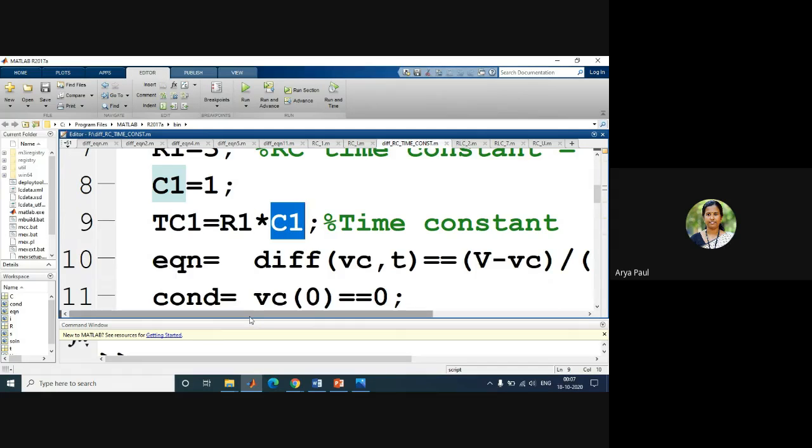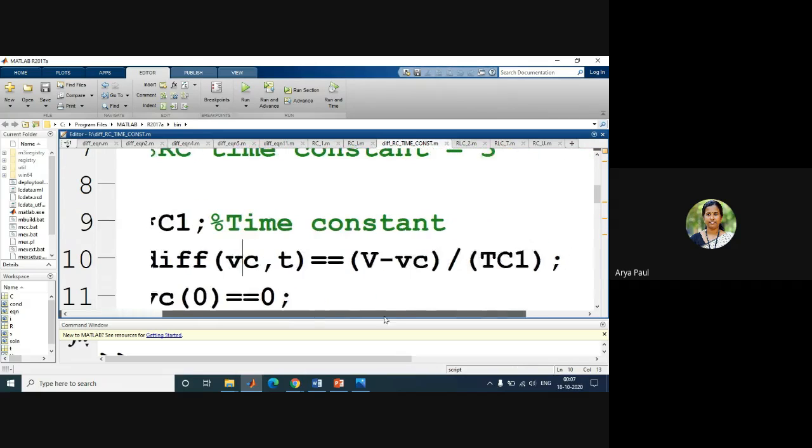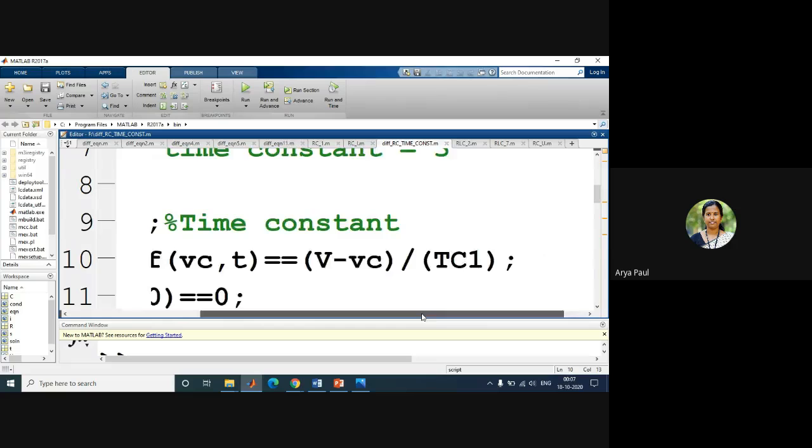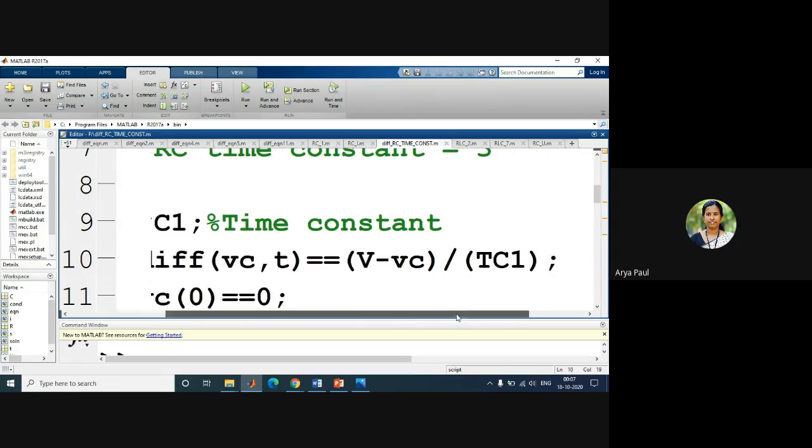Now you put the equation. The equation is the differential of Vc, the same equation. No need of explaining this again because you are putting the same equation: differential of Vc comma t is equal to the same differential equation of the voltage across the capacitor, V minus Vc by RC. So instead of R into C, the time constant TC1.